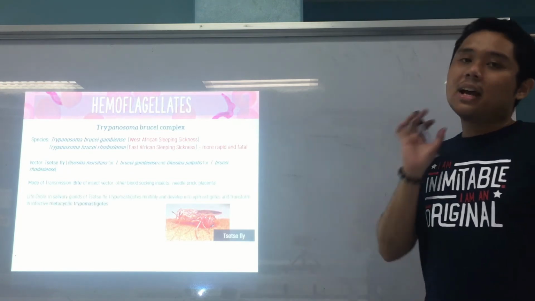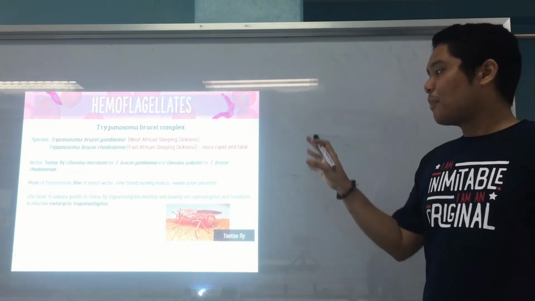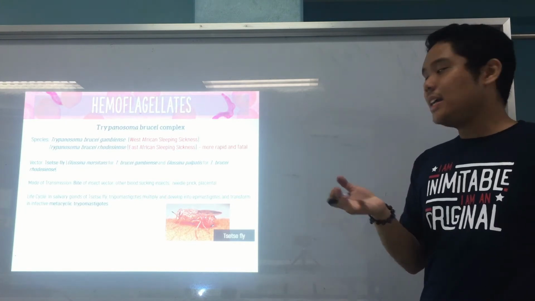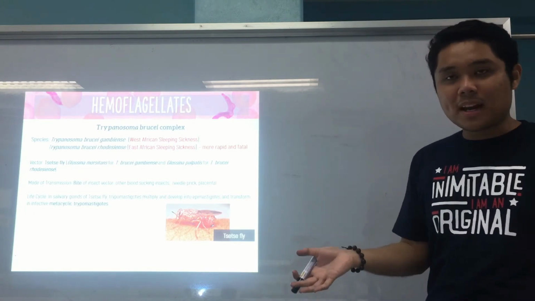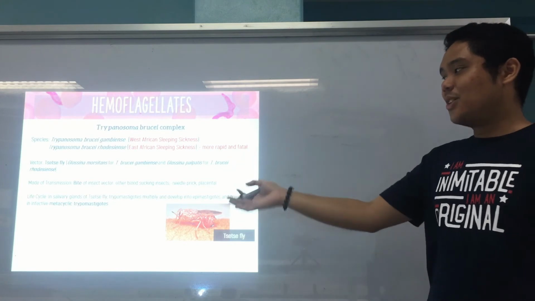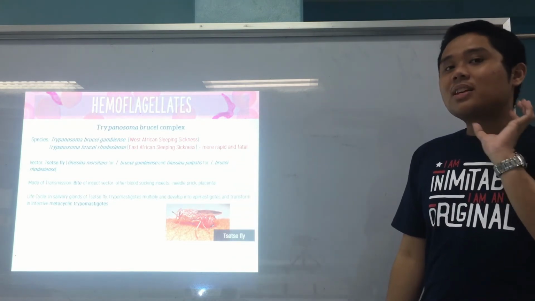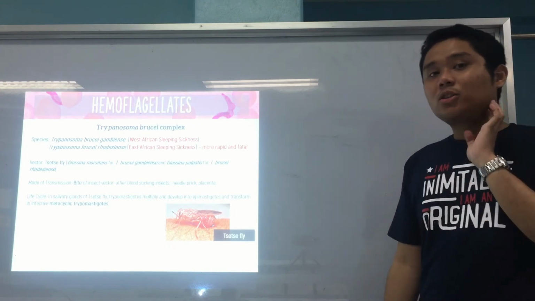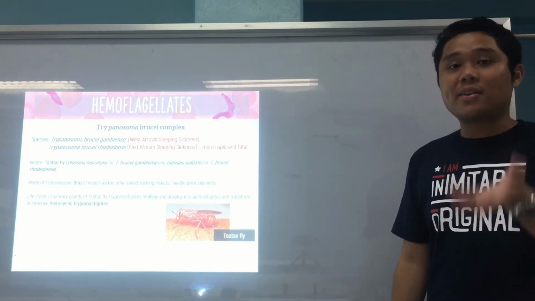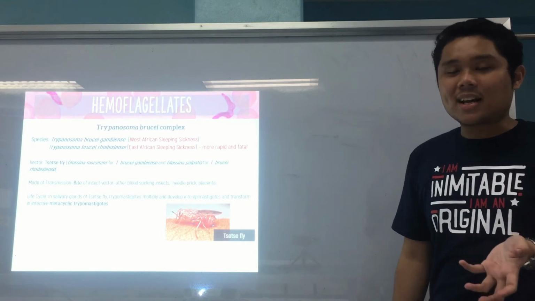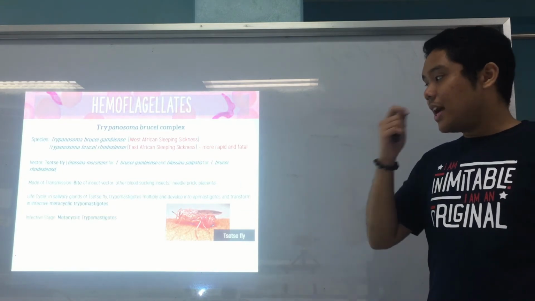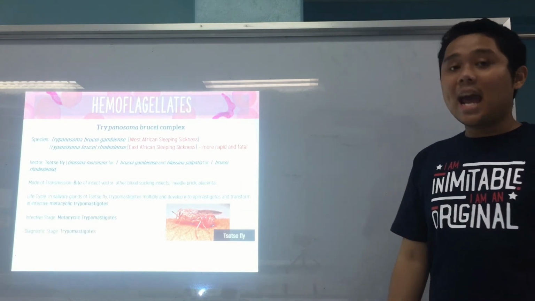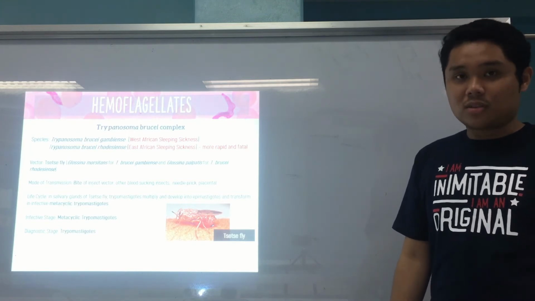The life cycle: in the salivary glands of your tsetse fly, the trypomastigotes multiply, and they develop into epimastigotes, and then go back to trypomastigotes. So, trypomastigotes first, and then they revert to epimastigotes, and then again go back to trypomastigotes, and this time they are now infective or metacyclic. So that's why the infective stage is metacyclic trypomastigotes, and the diagnostic stage is your trypomastigotes.